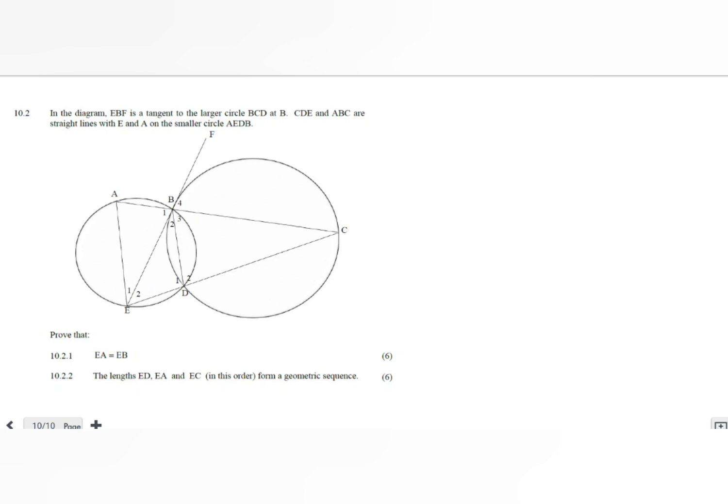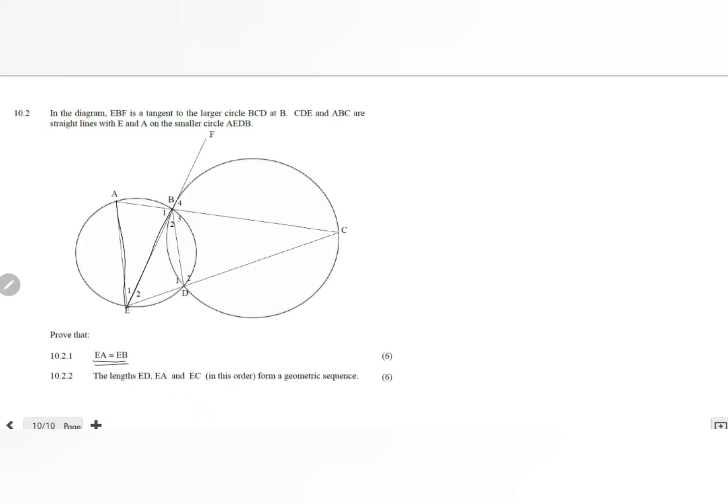AEDB is a cyclic quadrilateral, isn't it? We can see a cyclic quadrilateral on the smaller circle. Clear. So what is the first question? You have to show that EA and EB are equal. Did you see the line EA? That is this line EA and EB, they are equal.